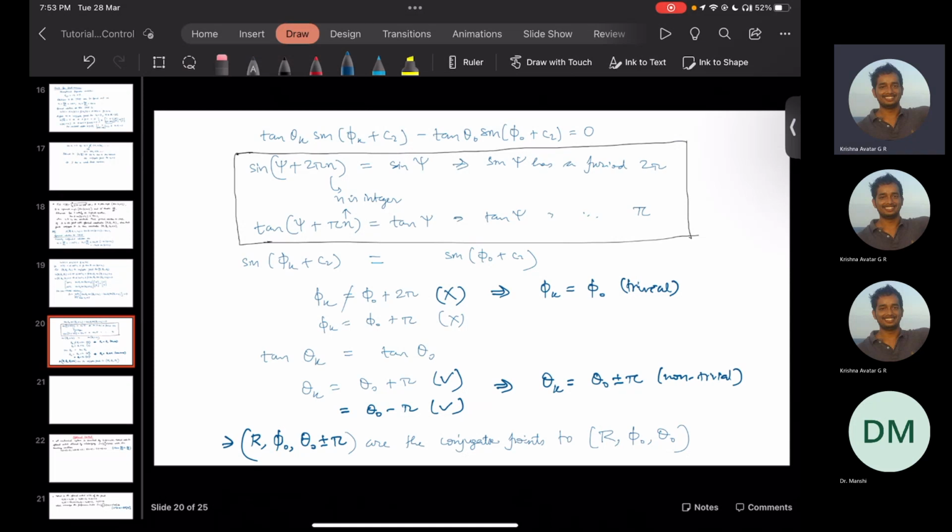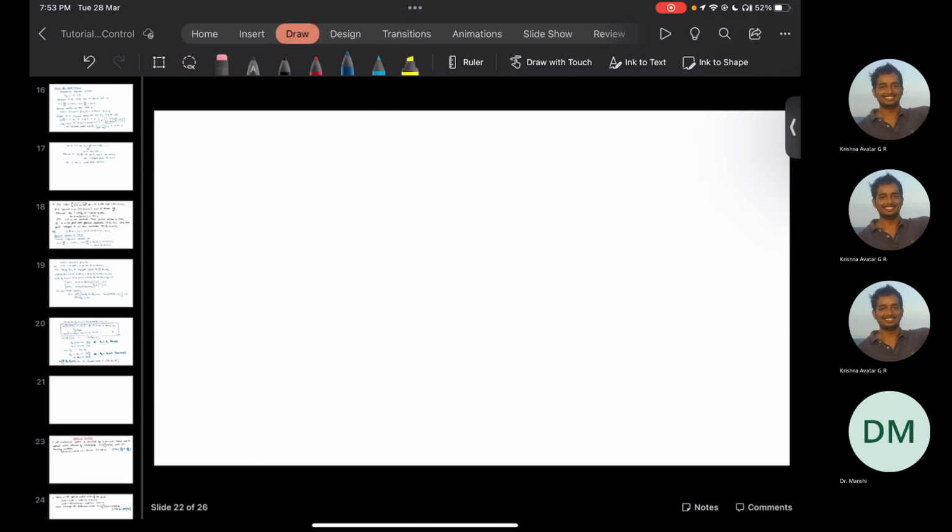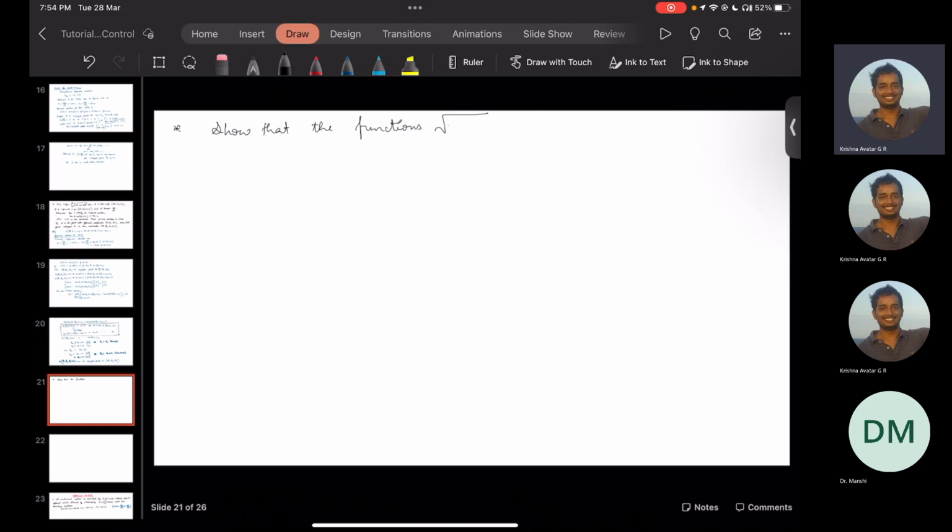Now let's also solve one problem in the convexity condition. Show that the functions root over y squared plus y prime squared and e to the power y are convex. We have to show this.